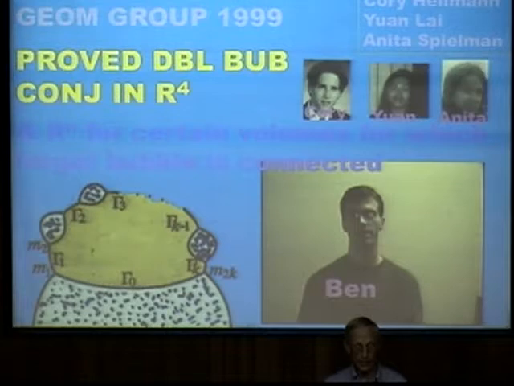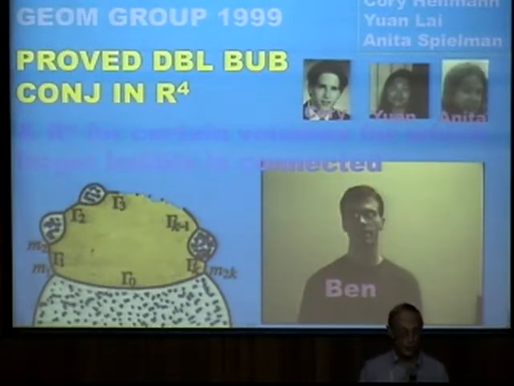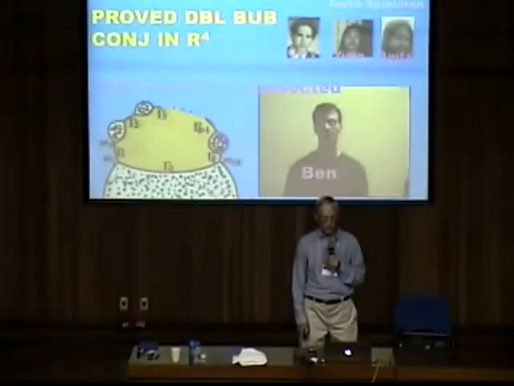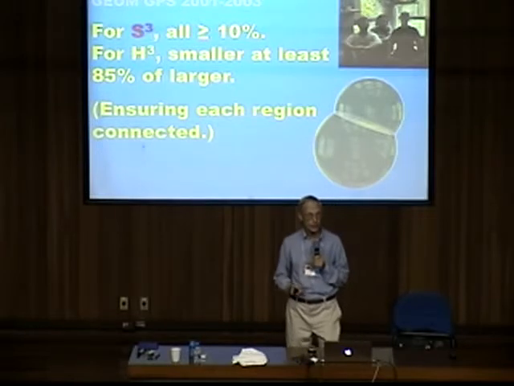So it got stuck in R5. Too bad. All right, so that's where the double bubble was. It was stuck in R5. Meanwhile, some groups of students were working on extensions using these methods to the 3-sphere and hyperbolic space.